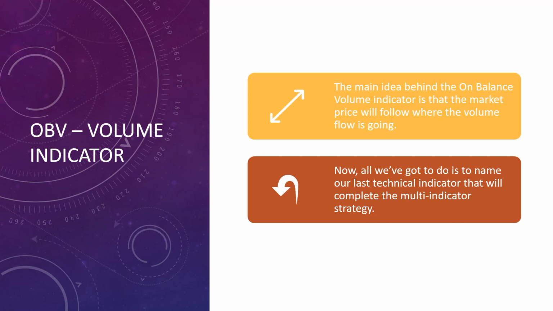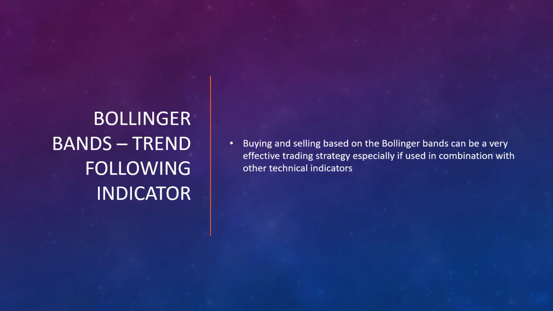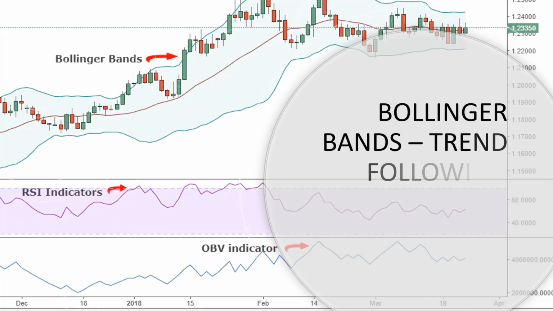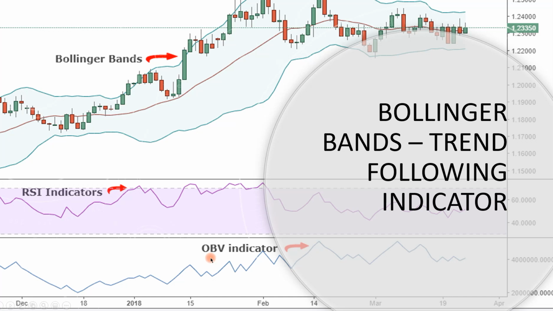That will complete our multiple indicator strategy. For that, we're going to use Bollinger Bands. Bollinger Bands is a trend following indicator. It also helps us see volatility in the markets, and it gives us other pieces of information. Buying and selling based on Bollinger Bands can be a very effective trading strategy, especially if used in combination with other technical indicators. So here we've dropped our OBV on the bottom of the chart. We have our RSI on the bottom of our chart, and Bollinger Bands drops over top of price.